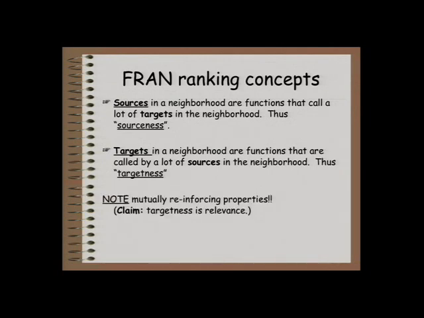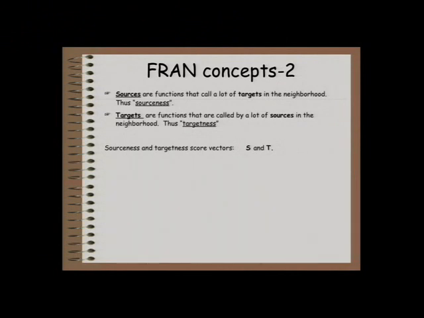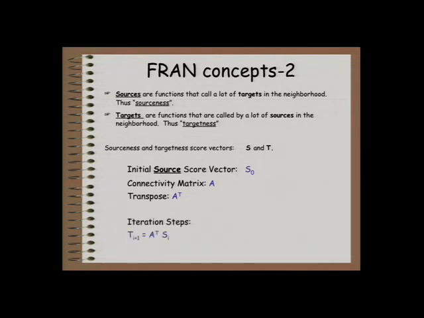What we claim is that targetness, which are functions called by a lot of functions in the neighborhood, determines how relevant a function is. So what we can do is define sourceness and targetness vectors. These are vectors with the same dimension as the neighborhood. Every function in the neighborhood has a sourceness score and a targetness score. We have these sourceness and targetness vectors, S and T. We start with an initial source score vector S0, and we have the connectivity matrix for the neighborhood, A. The transpose of the connectivity matrix is A transpose. Now what you do is take the sourceness score, and from the source you apply the transpose of the connectivity matrix.